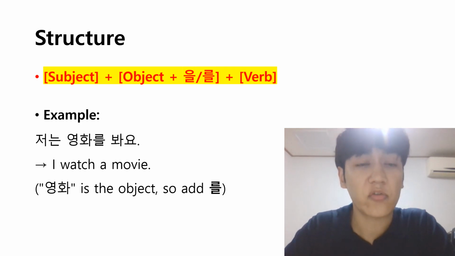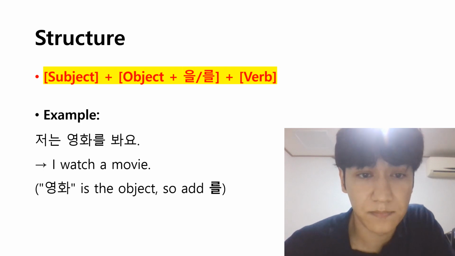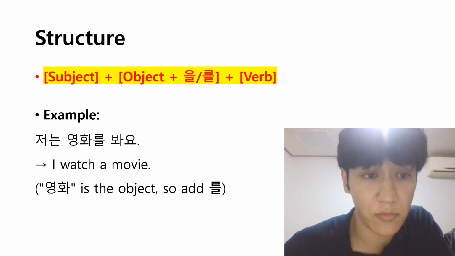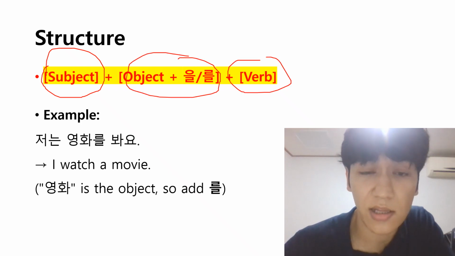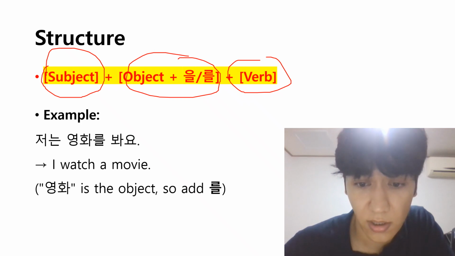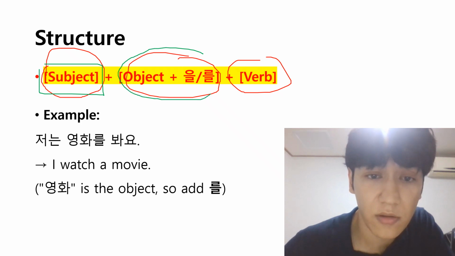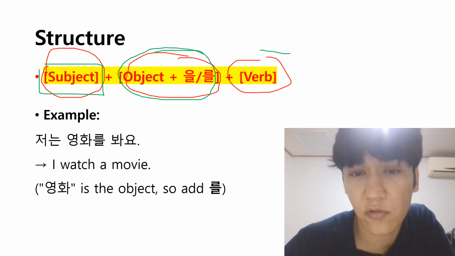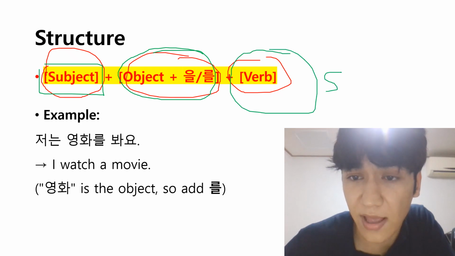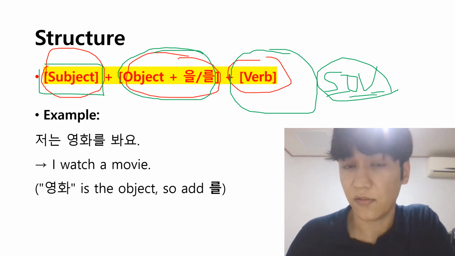So now let's look at the structure, how we make sentences using an object. In English, you would say subject first, then verb and then object, right? But in Korean, you need to first use the subject, and then you use an object. So that's the word order: subject, object, and the verb is usually at the end of the sentence. So it becomes S, O, V, right? Subject, object, and verb. That's the typical simple sentence structure in Korean.